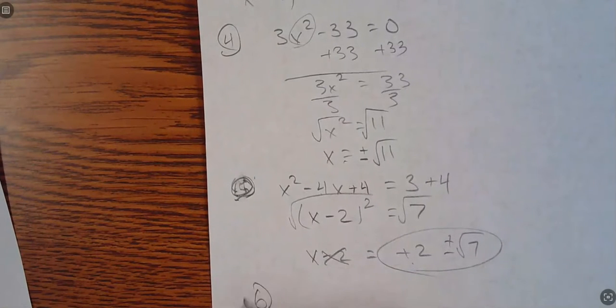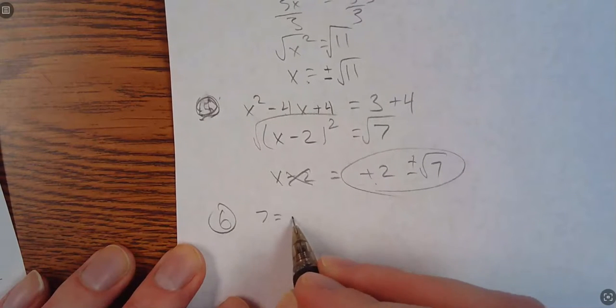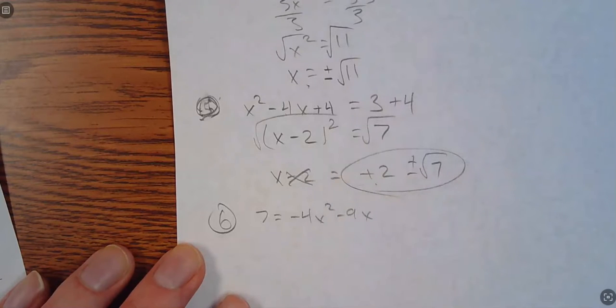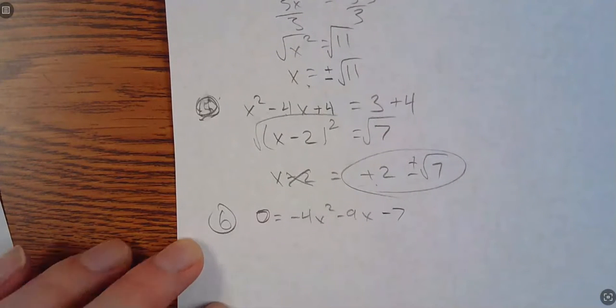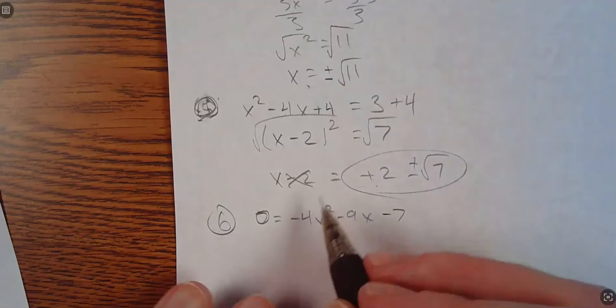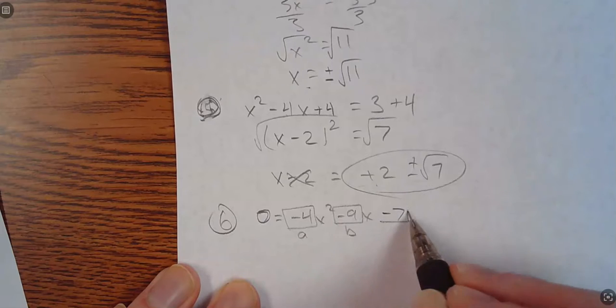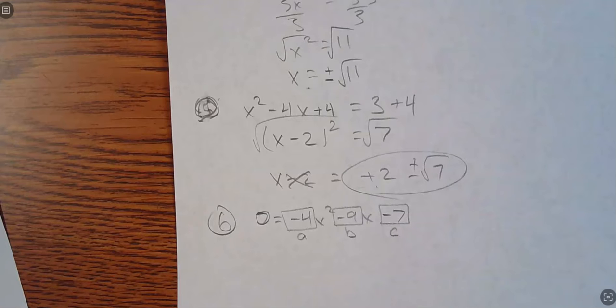And then number 6 is quadratic formula. So mine is, they have 7 equals negative 4x squared minus 9x. Before you use quadratic formula, make sure it equals 0. So I want to bring the 7 over. I'm going to subtract 7, and now this becomes 0. I got my A, my B, and my C. Just make sure you keep it negative with them.